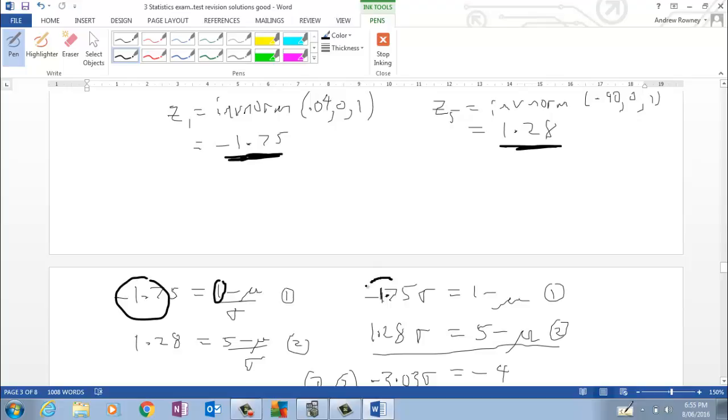Over here we have the 5. That's the Z score for the 5, and that's the raw score for the 5. Now when you multiply both sides by sigma, that will convert into this one, and that will convert into this one. So these are the two simultaneous equations.